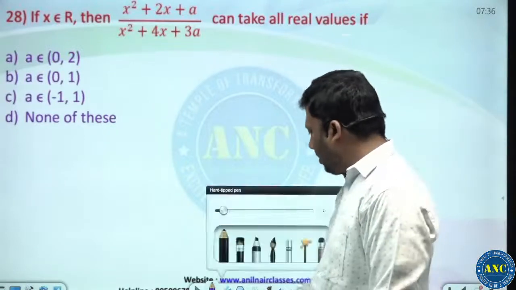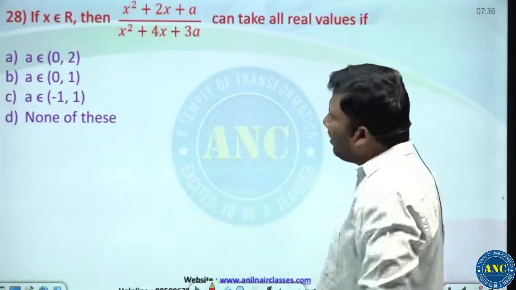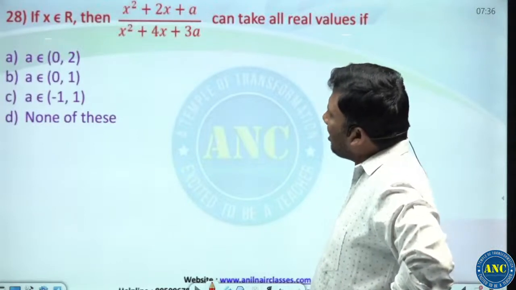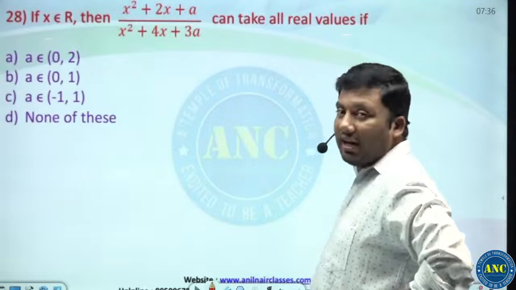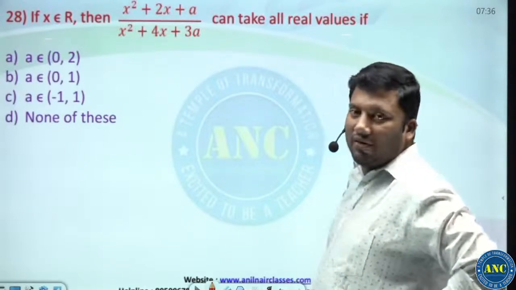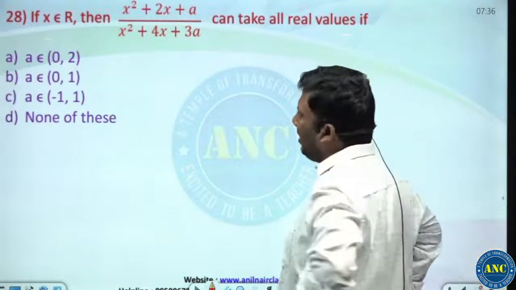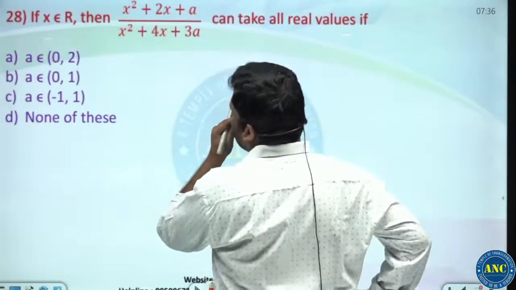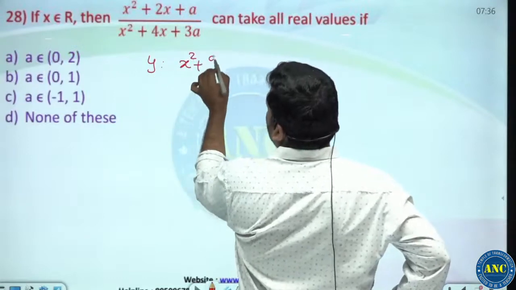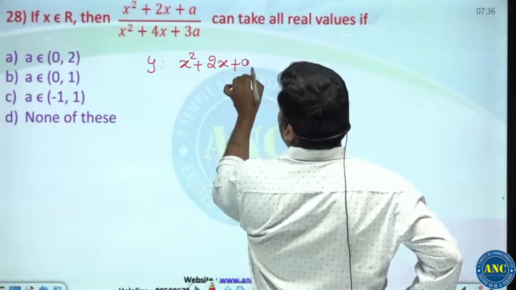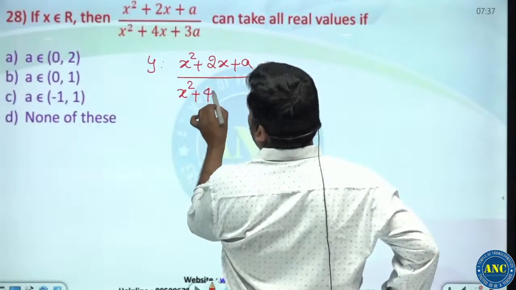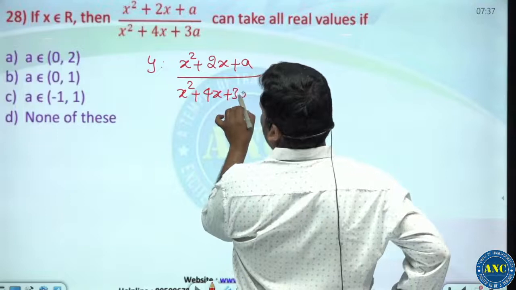Now, if you see here, if x is a real number, x square plus 2x plus a divided by x square plus 4x plus 3a can take all the real values for which range? Yesterday we did similar kinds of questions. Now if you see, y is given by x square plus 2x plus a divided by x square plus 4x plus 3a.